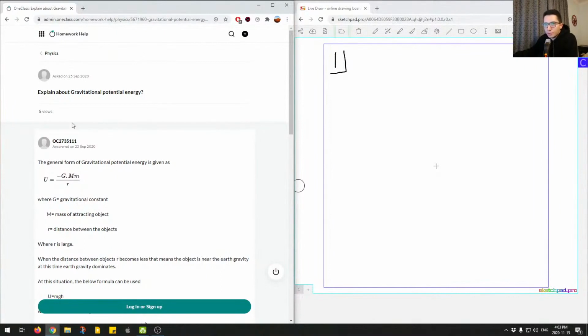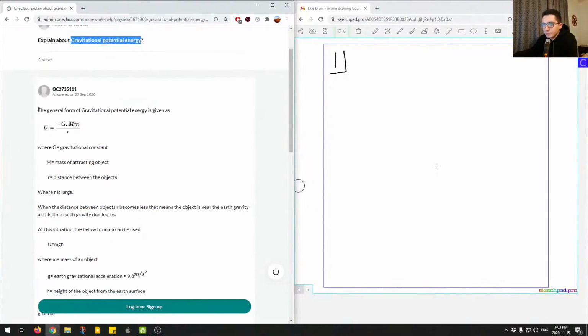So for the first question, we're asked to explain gravitational potential energy. So essentially the concept that we're looking at is gravitational potential energy. Reading on to the junior tutor's answer, the general form of gravitational potential energy is given as this. So there's the general form when you have two masses attracting one another, and then we have r for the distance between the objects and G for the gravitational constant. So there's just some constant.